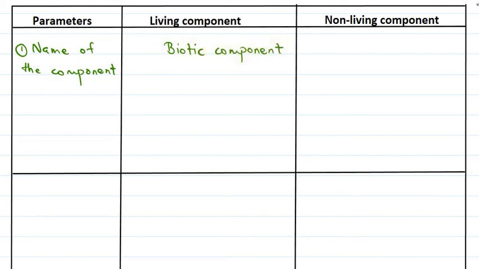Okay, so now that we have learned about the living component and the non-living component of ecosystem, let's see what are the differences between them. So the first parameter, let's consider the name of the component. The living component is also known as the biotic component. And the non-living component is also known as the abiotic component. Okay. So next parameter, let's see what is the role.